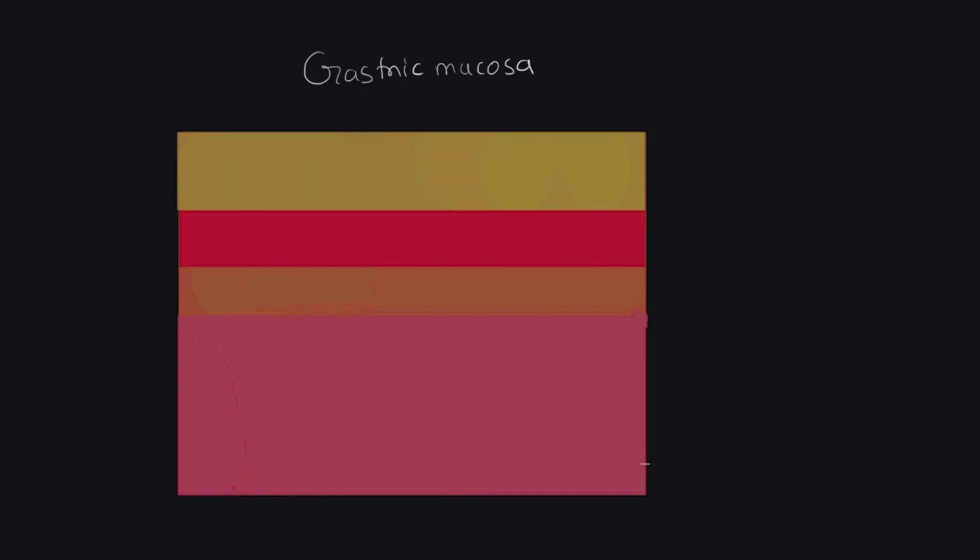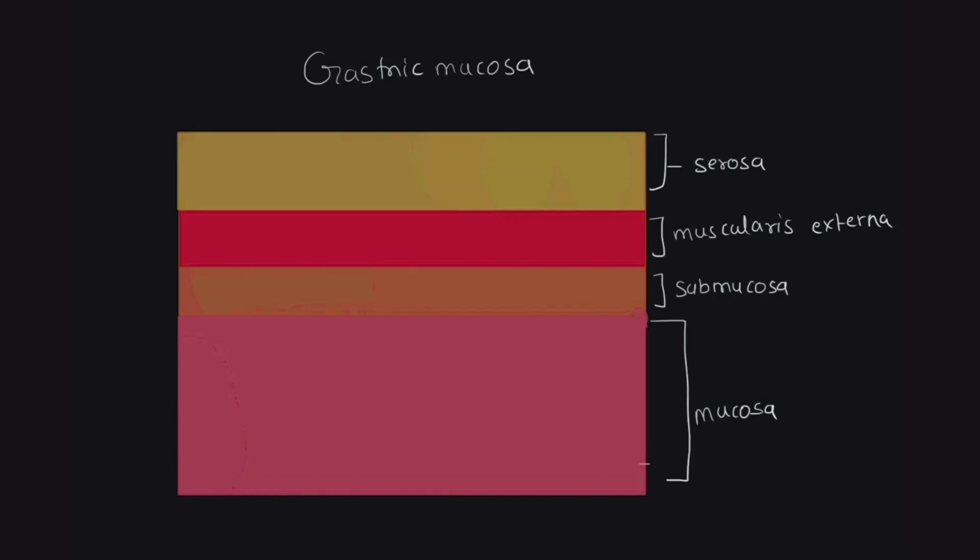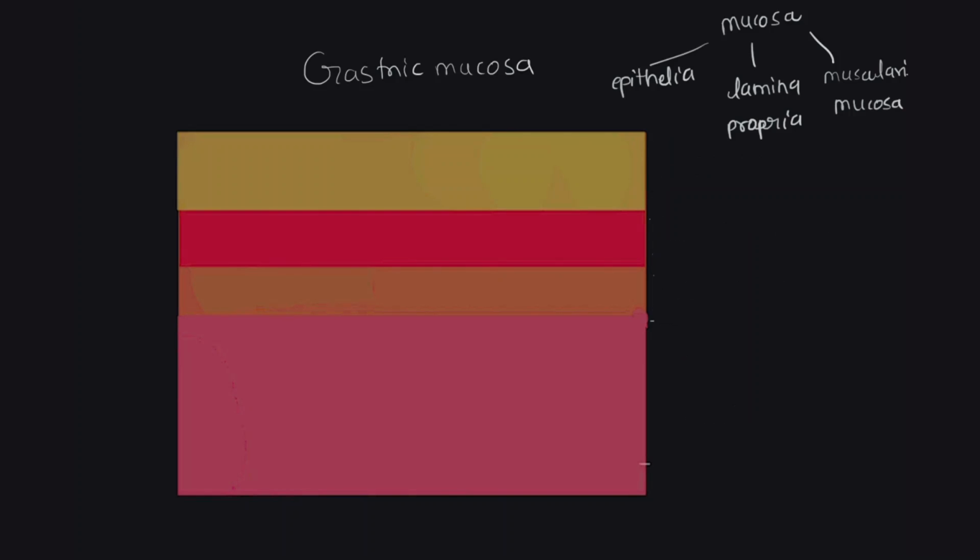The first layer, or the deepest layer, is known as the mucosa. Then we have the submucosa, then the muscularis externa, and lastly, the outermost layer is known as the serosa. The mucosa layer is further divided into three more layers, namely the epithelia, the lamina propria, and the muscularis mucosa.